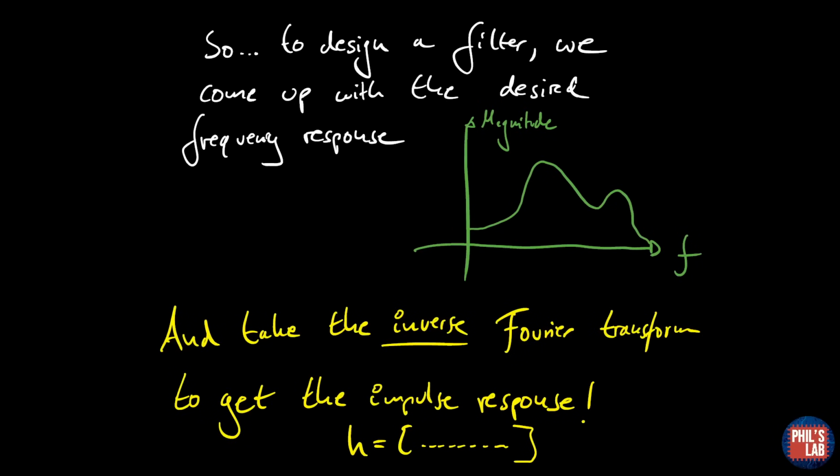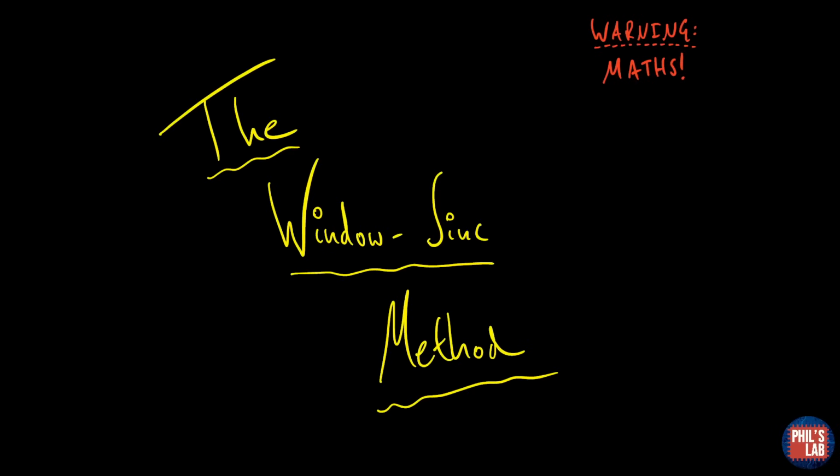So, quite simply, to design a filter, we need to come up with a desired frequency response. So this could be a low pass, high pass, or any arbitrary form of the frequency domain response. And then we just take the inverse Fourier transform to get the impulse response. In particular, I'm going to show you how to do this using one of the most common methods, and this is called the Window-Sinc method.